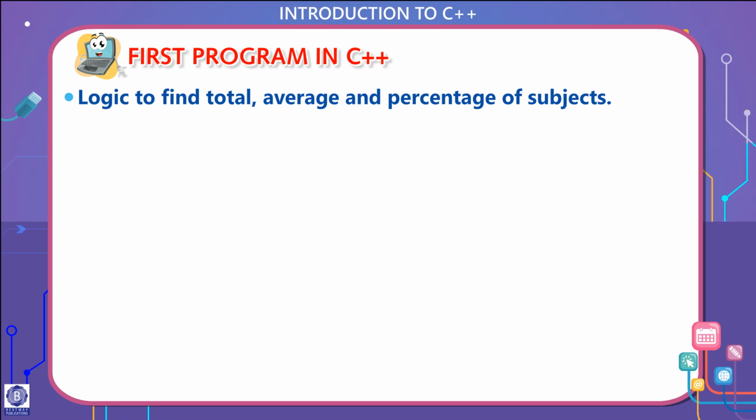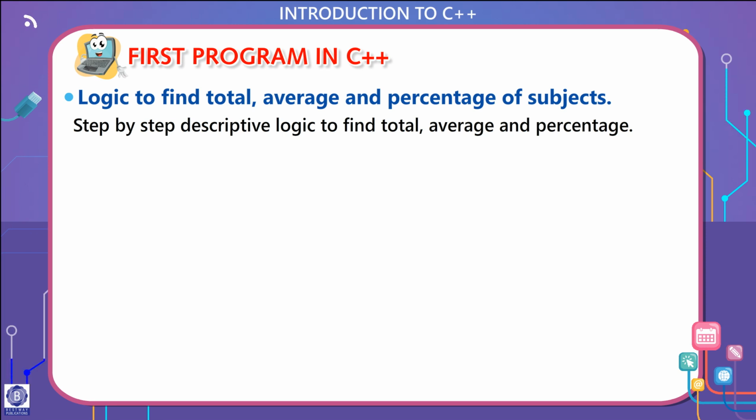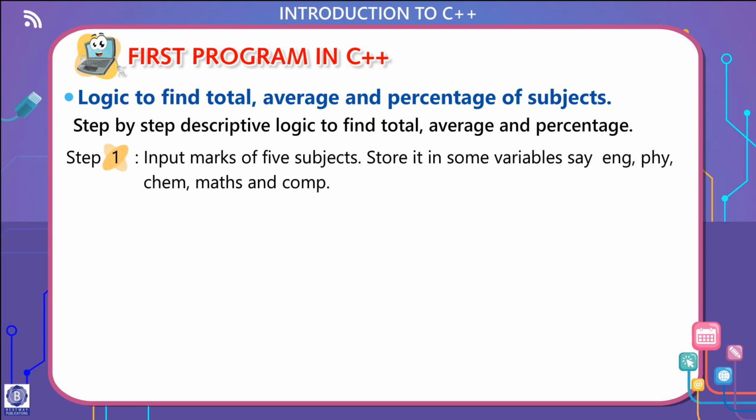Logic to find total, average and percentage of subjects. Step-by-step descriptive logic to find total, average and percentage. Step 1. Input marks of 5 subjects. Store it in some variables, say English, Physics, Chemistry, Maths and Computer.